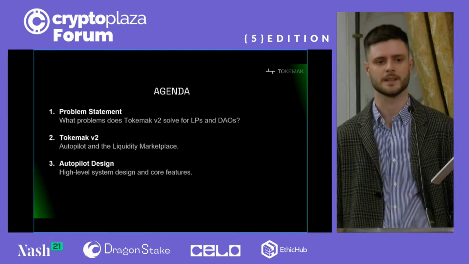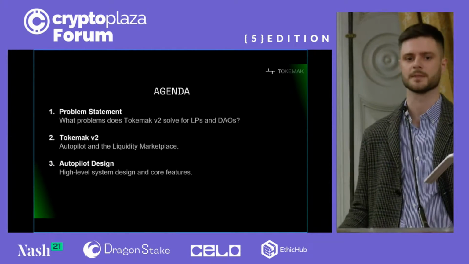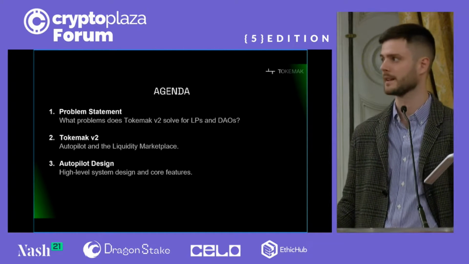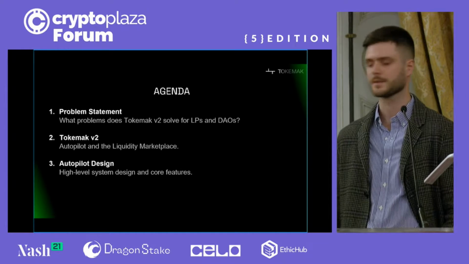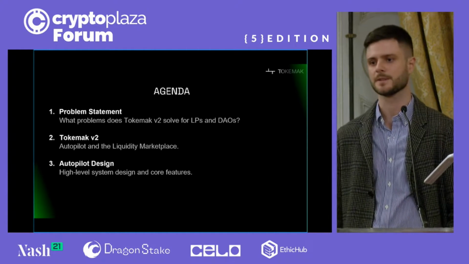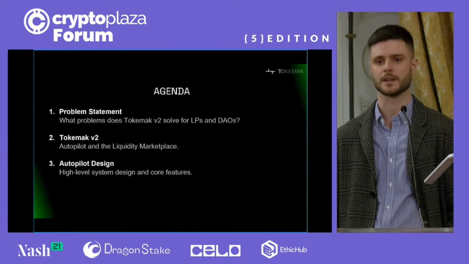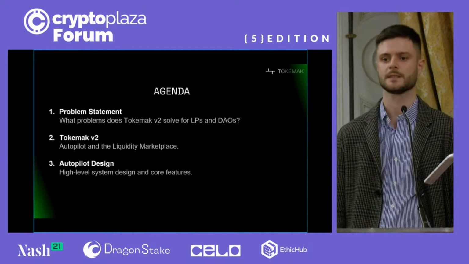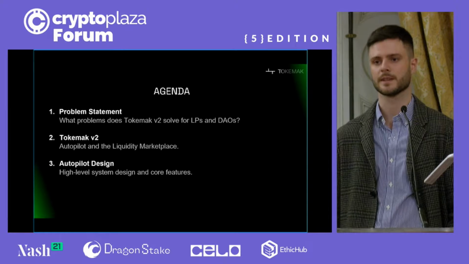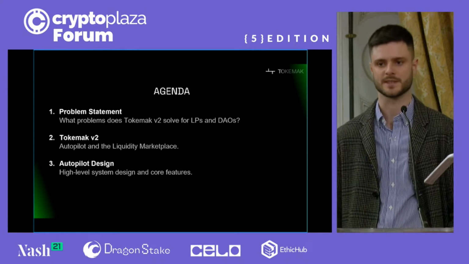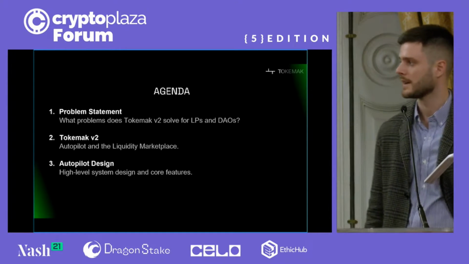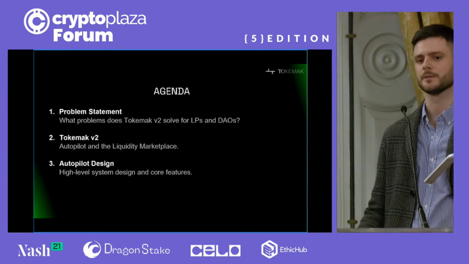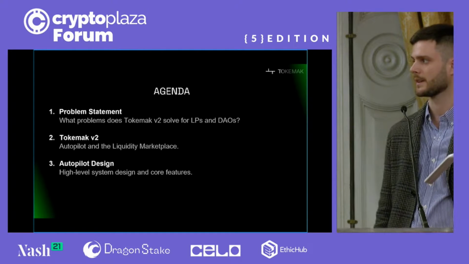Okay, so the agenda for today. I'm going to start by addressing the problem statement. So what issues are we trying to solve for both LPs and DAOs? Then I'll introduce Tokemak V2, which is our new system, currently undergoing audits, and it's comprised of two different products. So Autopilot, which is an LP-facing product, and the Liquidity Marketplace, which is a DAO-facing product. Finally, I'll address Autopilot design, so a very high-level system overview, where I'll cover its architecture and core features.